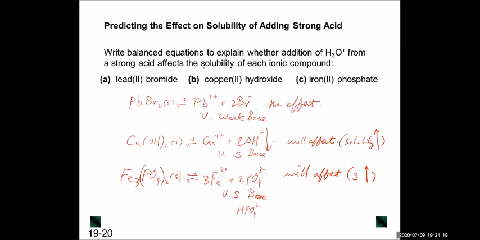Equilibrium will shift to the right because of losing the product ions. The reaction reduces those anions' concentration. And the reduction in the product concentration shifts the equilibrium to the right, causing more dissolving.